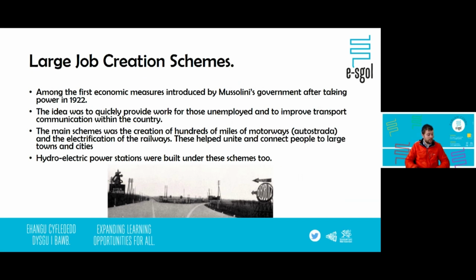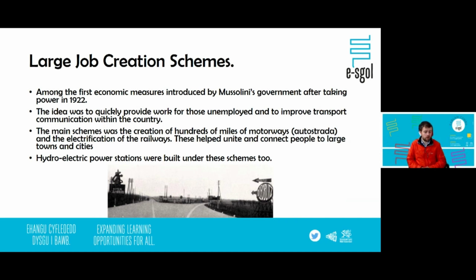So specific things he did, well, he introduced large job creation schemes, right? Among the first economic measures introduced by Mussolini after taking power in 1922. The idea: quickly provide work for unemployed, improve transport and communication within the country, make the divide between north and south less by making it easier to travel between the two.